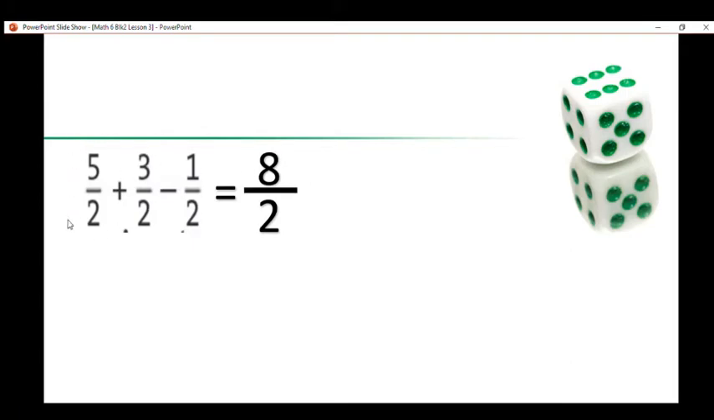Now that we are done adding, we will have the minus sign and copy our 1 half. To get our final answer, we copy our denominator 2 and subtract our numerators. 8 minus 1, that is 7 over 2. So this would be our answer, or we can have the simplest form of 7 over 2, which is 3 and 1 half.